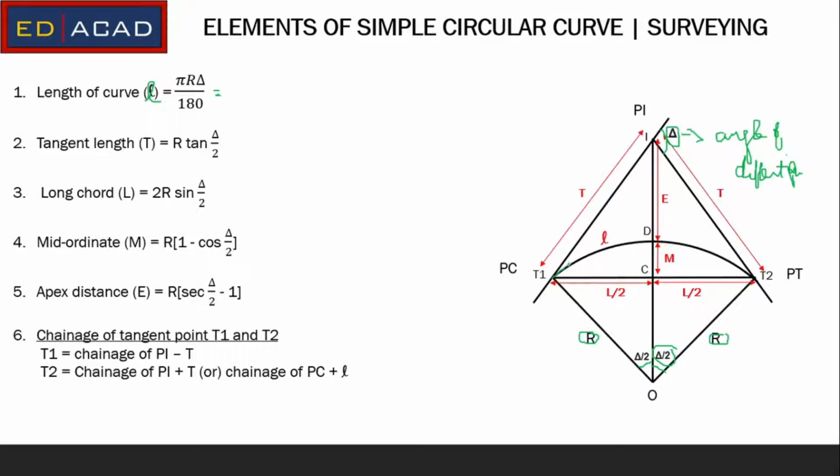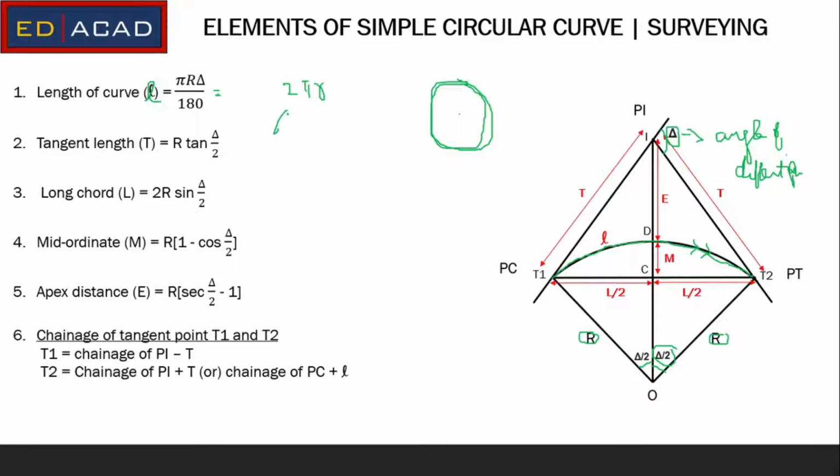So this is the length of curve, and we know that the formula for the perimeter of a circle is 2 pi r, and this is when the circle extends an angle 360 degree at the center. But here it's extending an angle delta by 2 and delta by 2. When we sum them, it's extending an angle delta at the center.